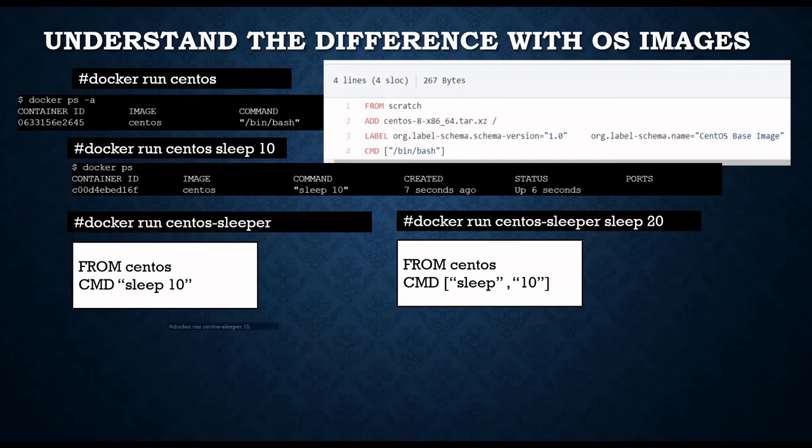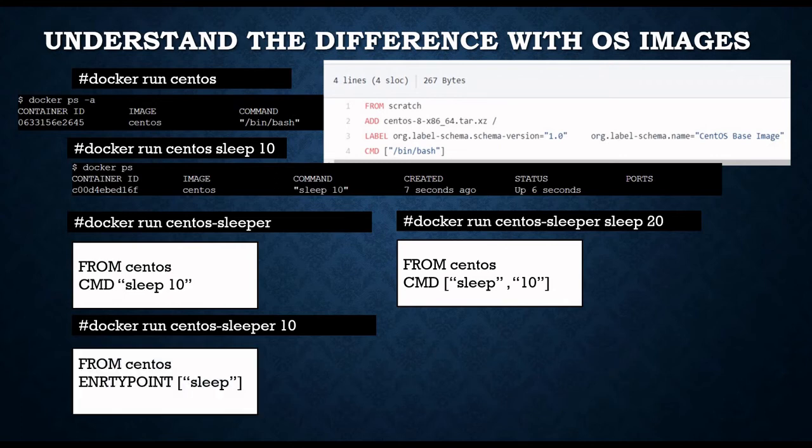Now, we have created a centos-sleeper image, right? It doesn't make any sense to pass another parameter like sleep. We just want to pass a normal argument, like docker run centos-sleeper 10 or 20 or 30, some kind of parameter only, not the actual sleep 20. So for that we need to use Entrypoint. Your Dockerfile should look like: FROM centos, ENTRYPOINT sleep.